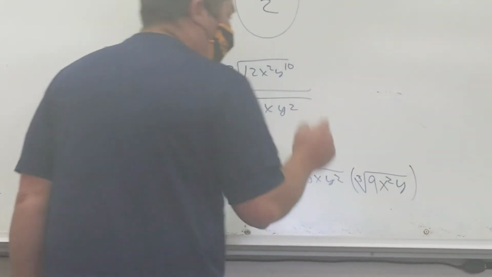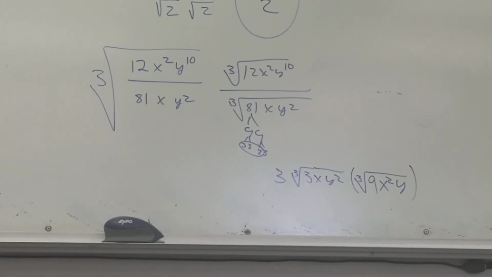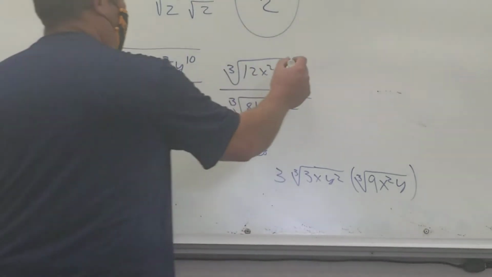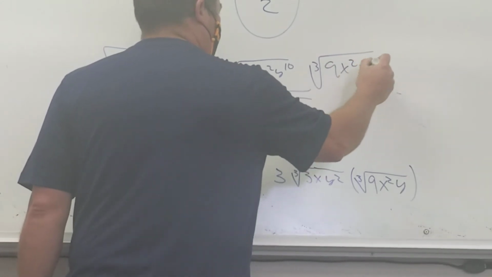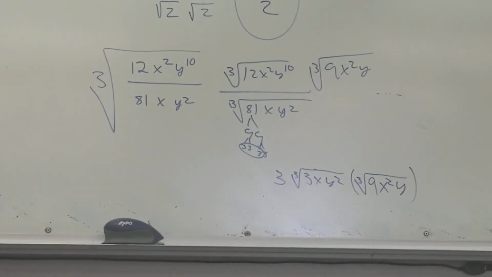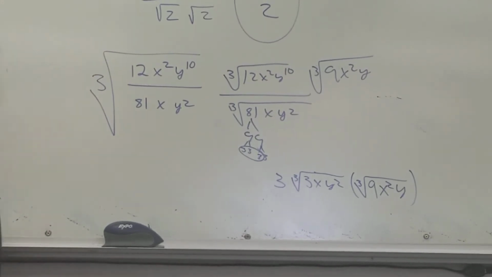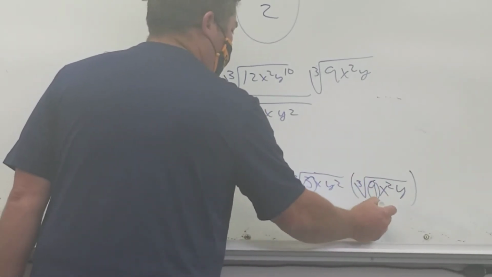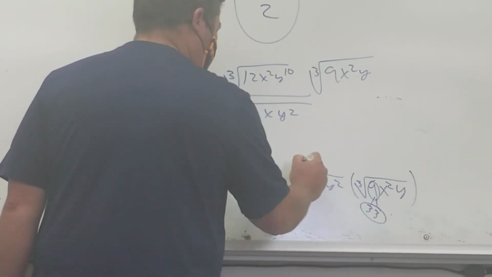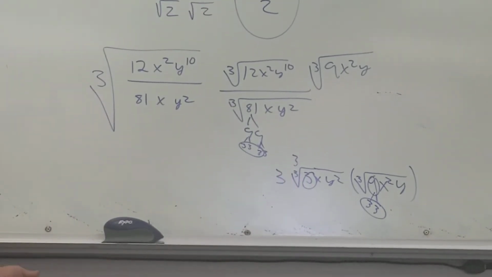If I do that to the bottom, I've got to do the same thing to the what? To the top. So this is going to be cubed root 9x squared y. Okay. What's the bottom going to end up being then? 3. I'm going to bring out another 3. How many 3s? Another 3 comes out, but there was already 1 in front. What's 3 times 3? 9.